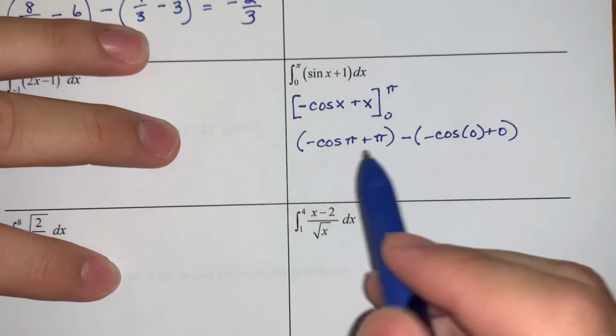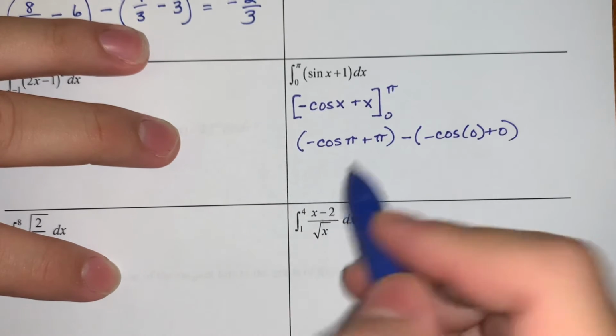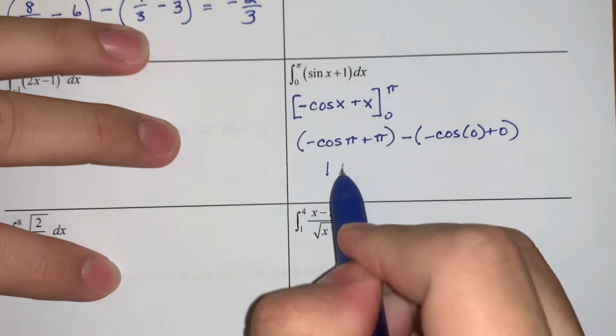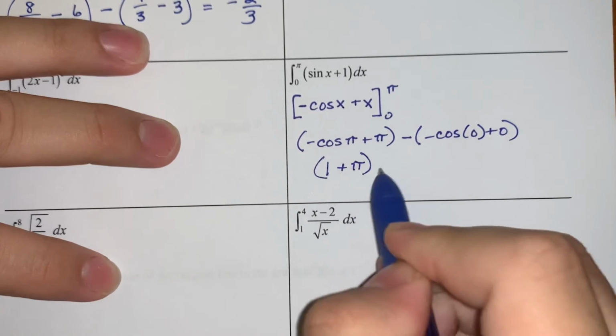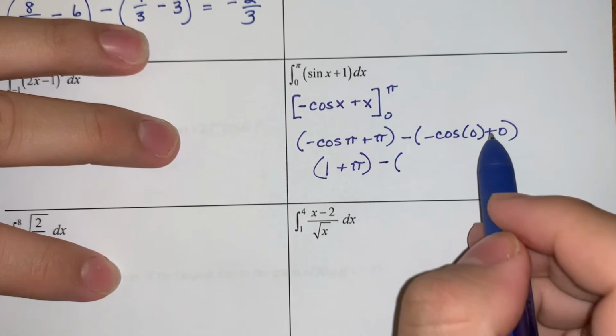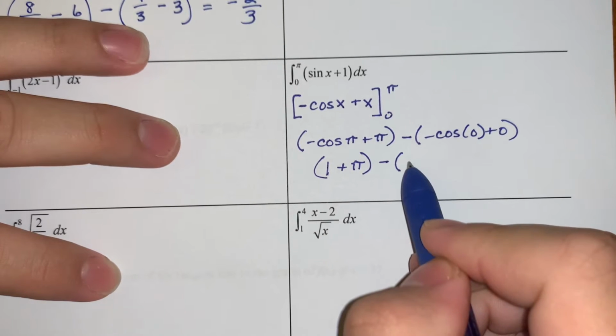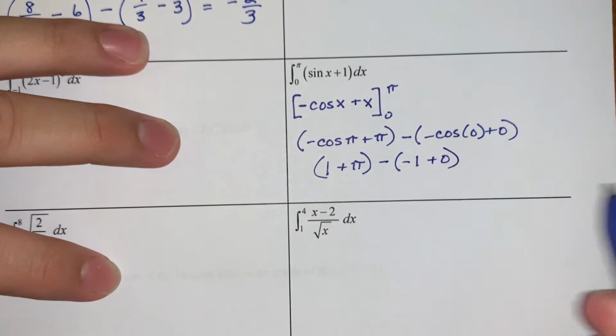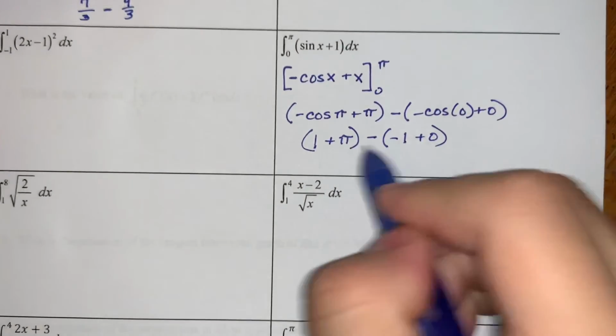Okay, now to remember my unit circle, cosine of pi is negative 1, times negative is just positive 1, plus pi, minus cosine of 0, that's just 1, so that'll be negative 1, plus 0. So that'll just essentially be pi plus 2.